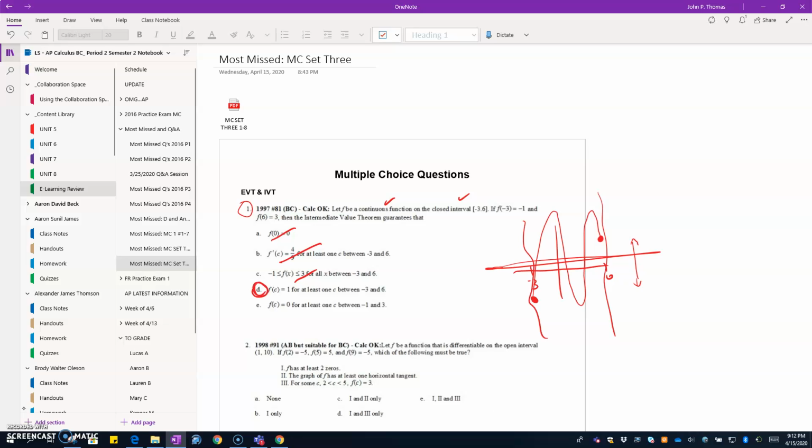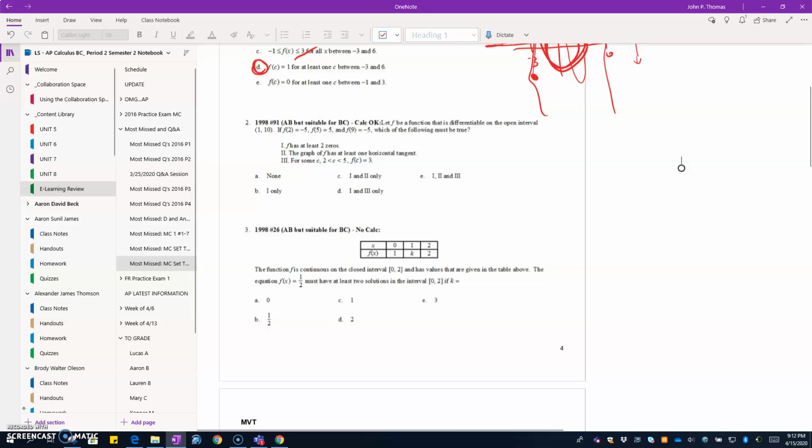And then the last one says f of c equals 0 for at least one value of c between -1 and 3. So -1 and 3, we'd be in a little section in the middle here. And we can't say for sure because it might hit that value outside of that little section somewhere between -3 and 6. So our correct answer on this one is D.